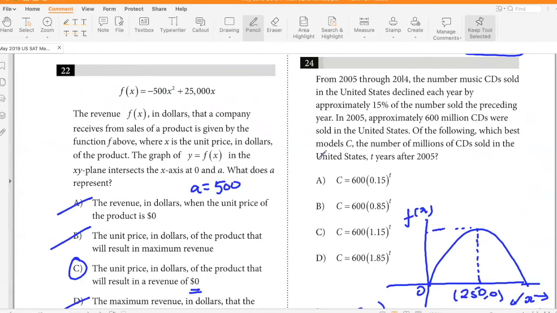From 2005 through 2014, the number of music CDs sold in the US declined each year by approximately 15% of the number sold the preceding year. In 2005, approximately 600 million CDs were sold. Of the following, which best models the number of millions of CDs sold t years after 2005? So here you have a declining percentage. So this is an exponential function. So the answer would be C equals initial value, which is 600, times (1 minus 15%) to the power t, right? And 1 minus 15% will be 0.85. So C is 600 times 0.85 to the power t.